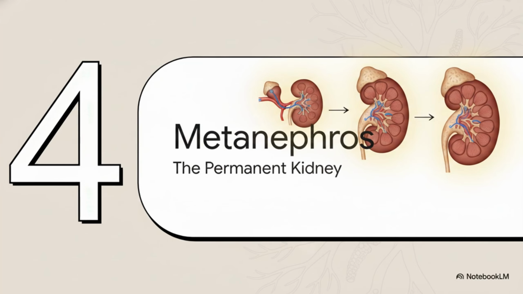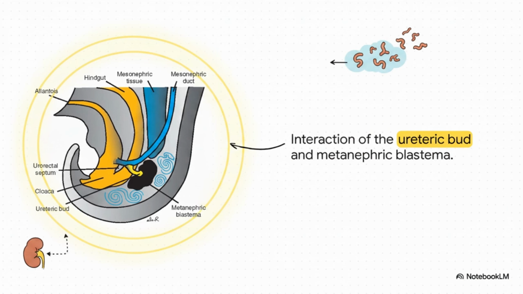Next up, section 4, metanephros, the permanent kidney. Now we're in the 5th week, and I want you to notice this crucial interaction happening right down near the cloaca and hindgut. See that tube-like outgrowth? That's the ureteric bud, and it's penetrating a dense mass of tissue called the metanephric blastema, which comes from unsegmented mesoderm. The definitive excretory units, the actual nephrons of your permanent kidney, develop directly from this metanephric blastema, but only because of its close association with that invading ureteric bud. Literally, if this interaction fails, the permanent kidney just does not form. It's a total deal breaker.